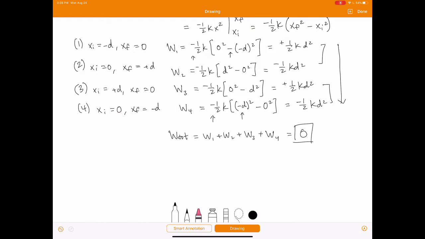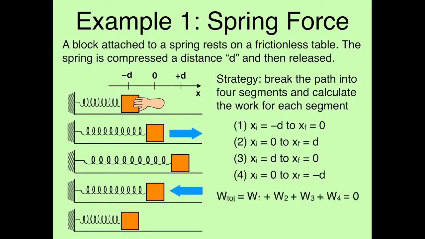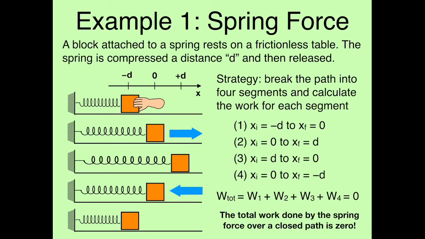The spring force has this property to it where if an object moves in a closed path, the total work done by the spring force is 0. Okay, so the result of the work we just did is that W total, which is the sum of these 4 different terms for work, is equal to 0. And again, what that's saying is the total work done by the spring force over this closed path where we start and end at the same position, that came out to 0.